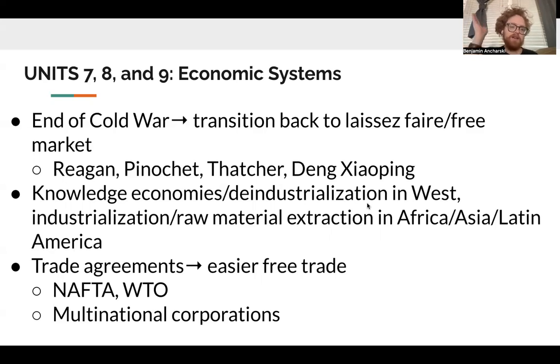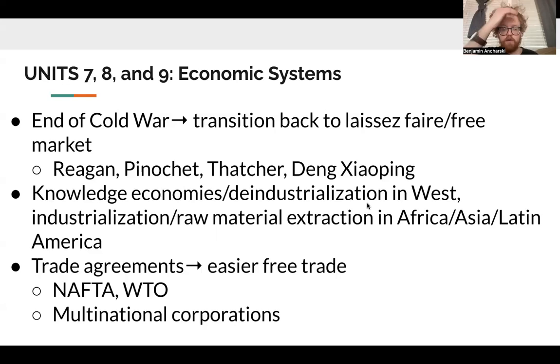After the Cold War, the trend tends to be this transition away from industry in the West towards knowledge economies, towards economies focused on research and development, on a highly educated workforce. Whereas in Africa, Asia, and Latin America, these places tend to have their own industrial boom, but they also see a continuity in raw material extraction.